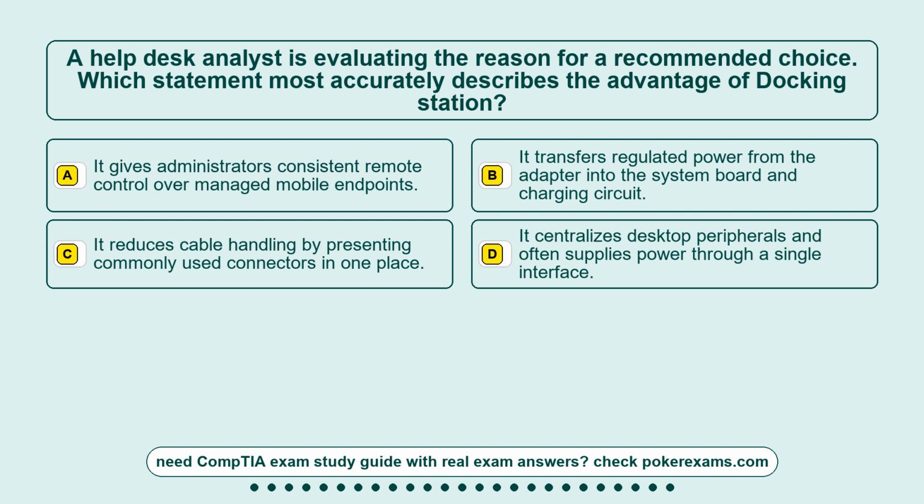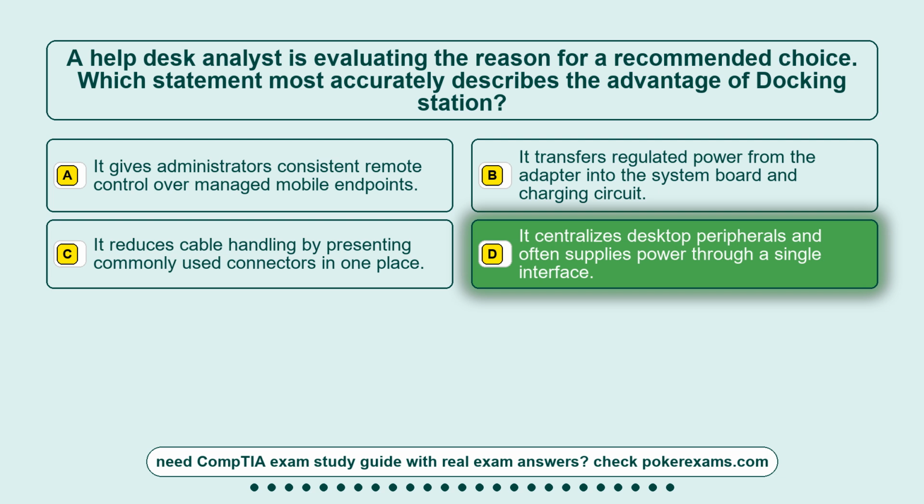Option C. It reduces cable handling by presenting commonly used connectors in one place. Option D. It centralizes desktop peripherals and often supplies power through a single interface. The correct answer is option D. It centralizes desktop peripherals and often supplies power through a single interface.